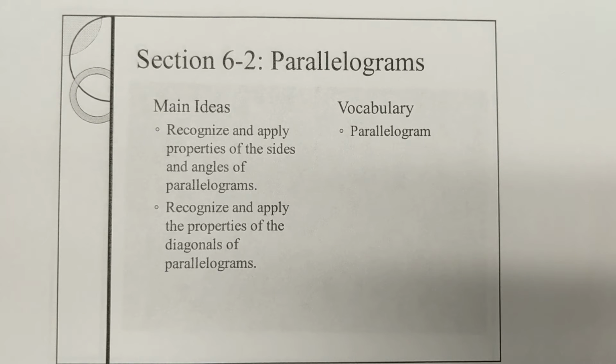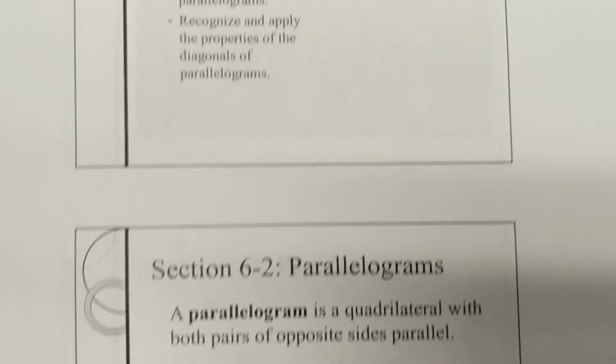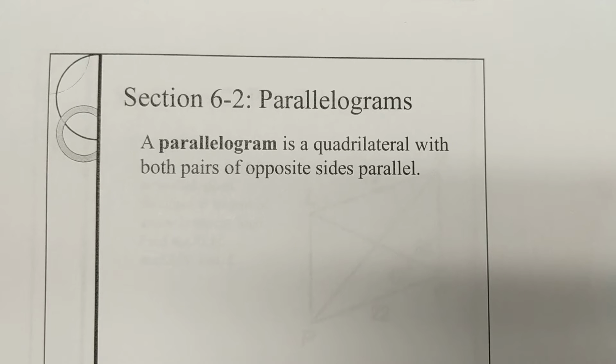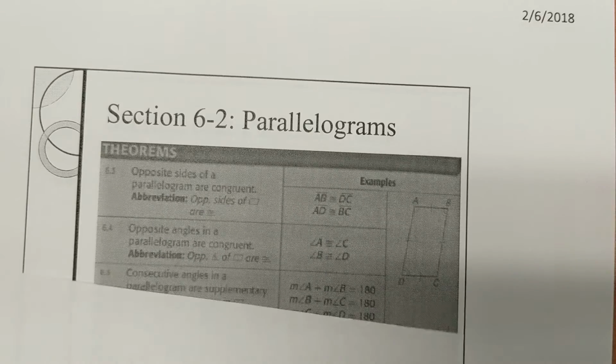Here we have section 6.2, which deals with parallelograms. So there's our main ideas, vocab. A parallelogram is any quadrilateral with both pairs of opposite sides parallel. There are some other things that are true, but that's what's required for it to be a parallelogram.